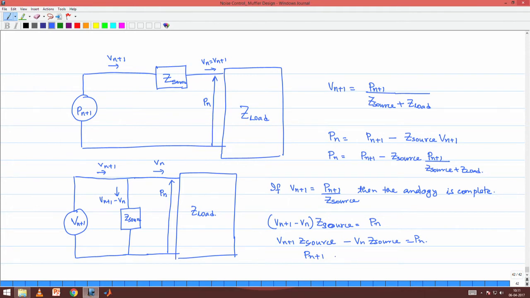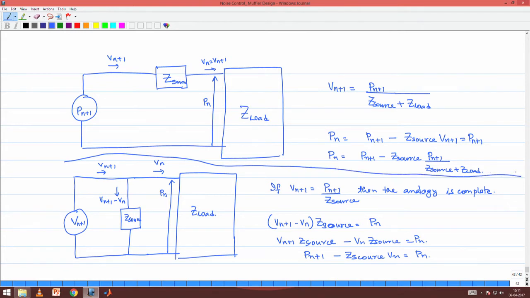So, P n plus 1 minus Z source into V n should be equal to P n, and here in this circuit we had V n plus 1 to be the same as V n itself. This is about, please understand, the two circuits are different. So, in this circuit we had V n plus 1 equals V n. So, we could replace V n plus 1 here as minus Z source into V n.